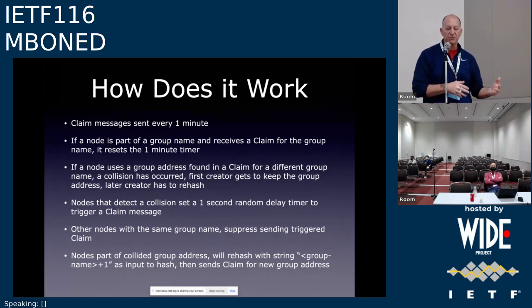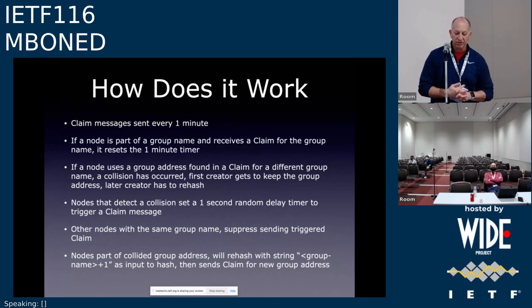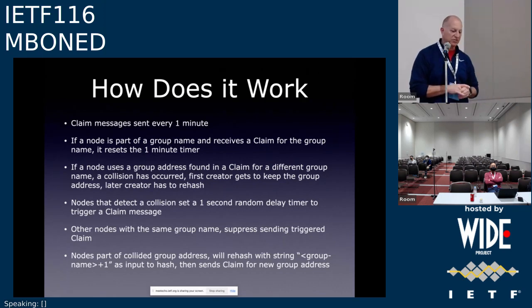So you use the group name, and if there's a collision, you do group name +1. If there's a collision, you try +2, and then you try +3, and then you give up. And you can tell the application that there's no group that you can allocate. And then other procedures have to be done, like pick a new group name.